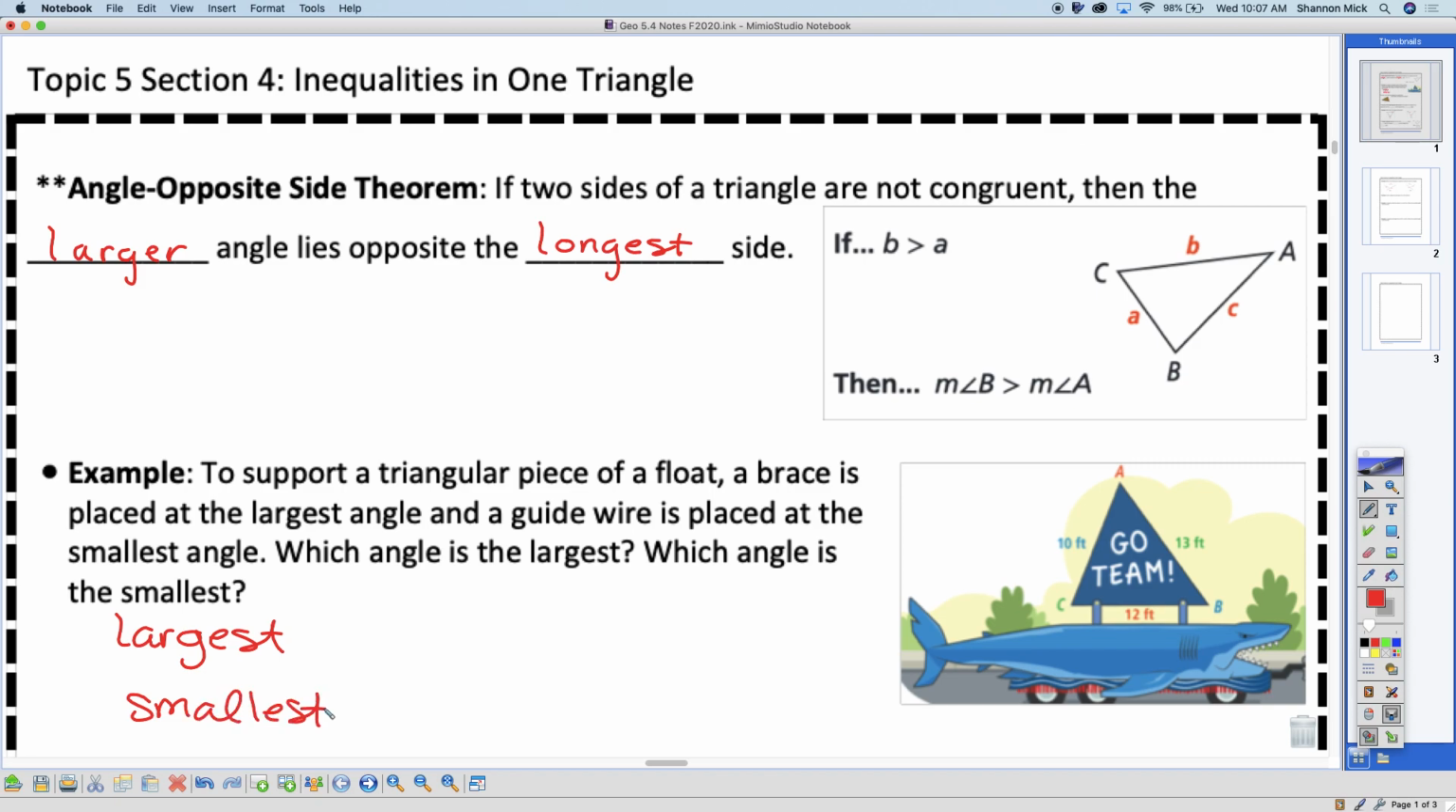Your picture's kind of little, but I think you can still see it. So I have 10, 13, and 12. What is the largest angle? 13. 13 is not an angle. Angle C would be my largest because it's across from my what? Longest side. Yes? Okay. So angle C.